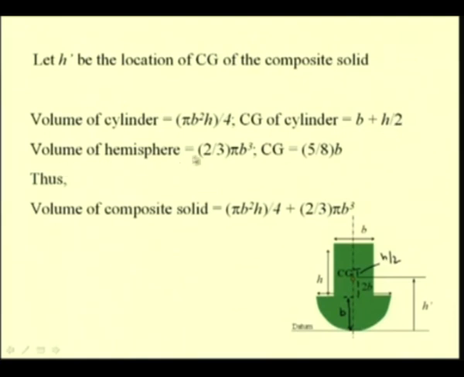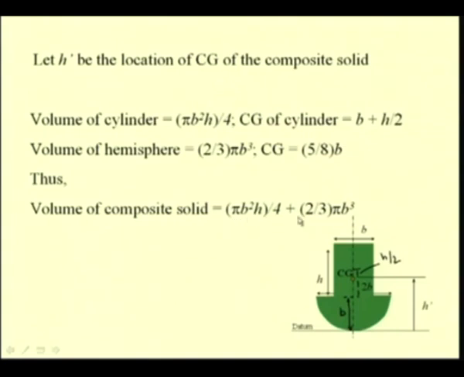The volume of hemisphere is 2/3 pi b cube, and the CG is located at 5/8 of b, so somewhere here from the data. So, in order to compute the CG of the composite solid, we first compute the volume of the composite solid, which is equal to the sum of these two volumes, that is, the volume of the hemisphere and the volume of the cylinder, which is equal to pi b square h by 4 plus 2/3 pi b cube.